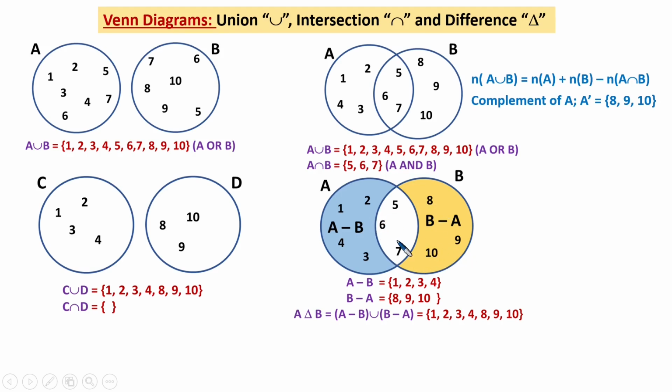So this 5, 6, 7 belongs to B. So you have to delete this number. So A minus B will be only 1, 2, 3 and 4. So similarly, B minus A will be this set B, and you delete the elements which are there in A.